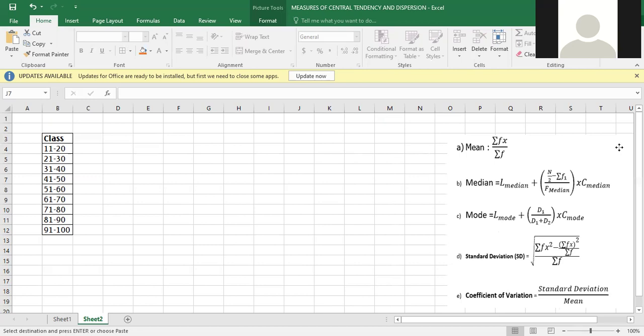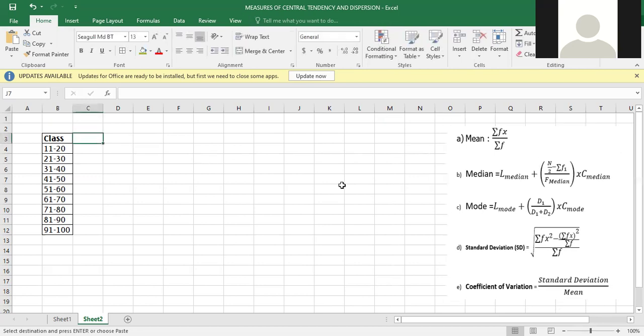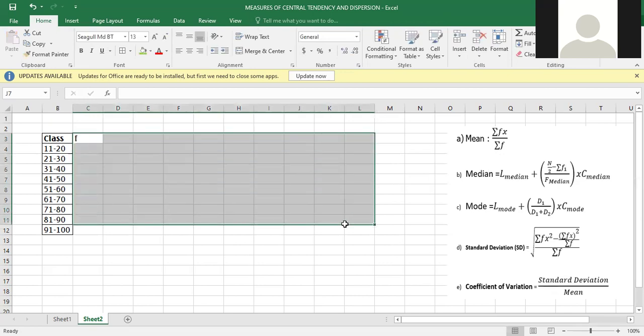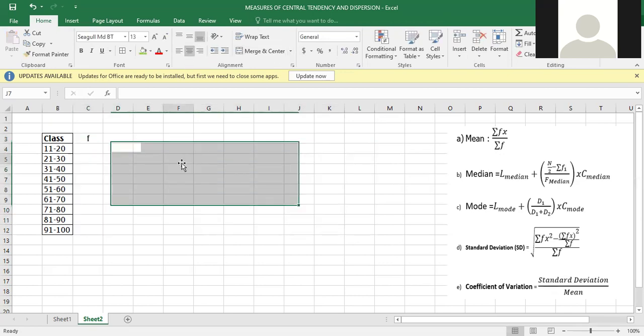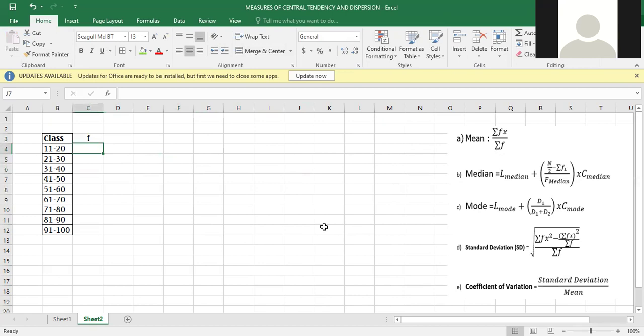So let's get started. The first thing you have to do is bring in your frequency. And what's our frequency? We have 2 here. You have 4. We have 7. We have 3. We have 12. We have 15. We have 8. We have 2. Then we have 7. And once you've gotten your frequency, the next thing is to determine your cumulative frequency.